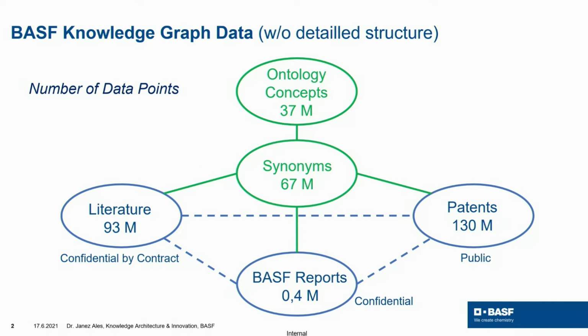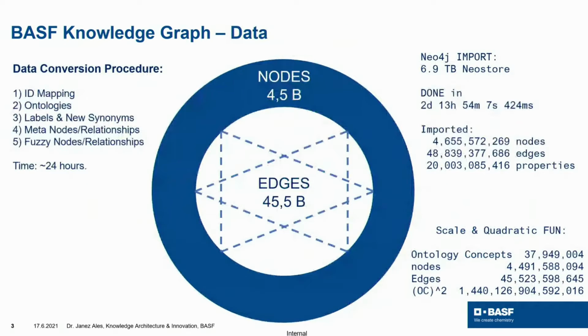I will quickly skim through the first few slides because I have used them last year. If you want more details, you can check the presentation from last year. So here is the rough size, and I would just focus on the number of ontology concepts, as said, roughly 40 million, and 45 billion edges.